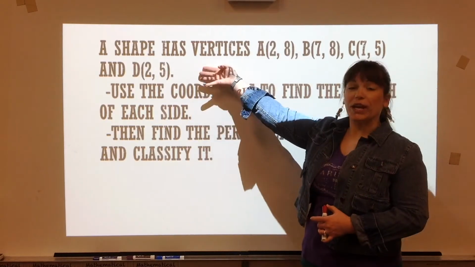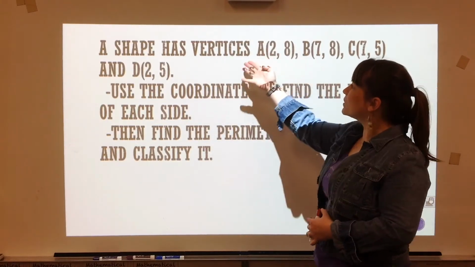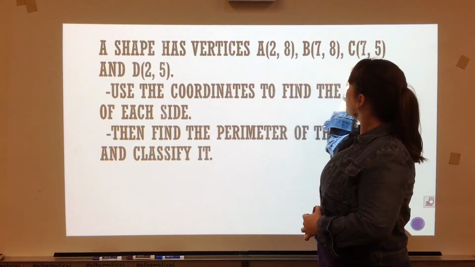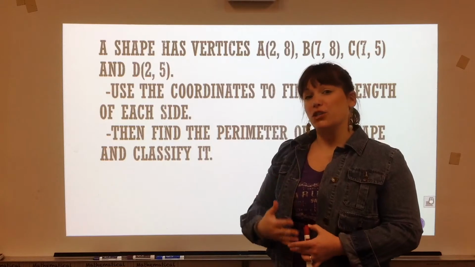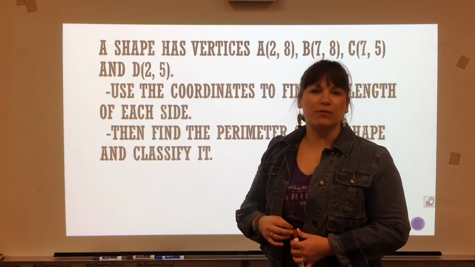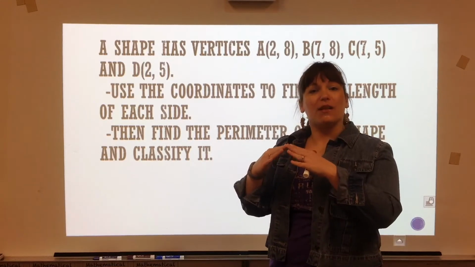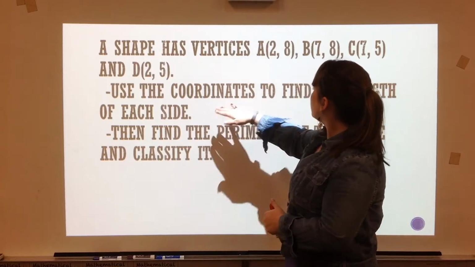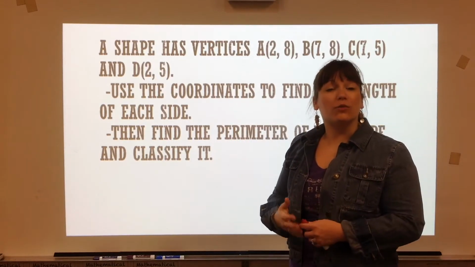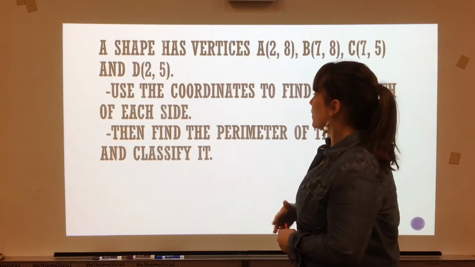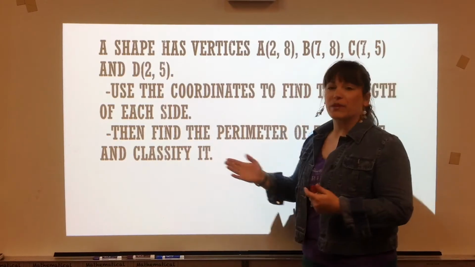Very simply put, we have a list of points. A shape has vertices A, B, C, and D, and those coordinate points are going to form the shape that we're going to work with. Those are going to be the vertex points that will form the shape. Use the coordinates to find the length of each side. We're going to be dealing with line segments today, and then find the perimeter and classify it.